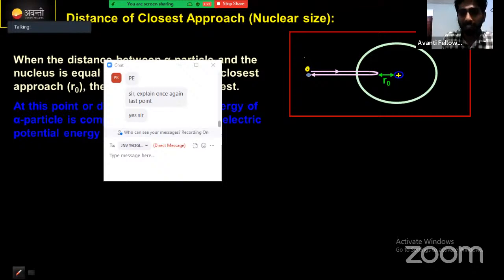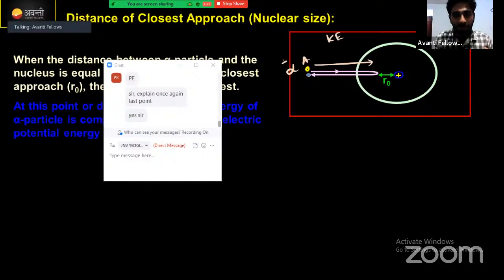This is point A. From point A the particle is moving. First, when the particle is moving, it has an energy, which we call kinetic energy. As the particle moves towards the nucleus, its velocity keeps on decreasing, because the alpha particle is positively charged and the nucleus is also positively charged. Both have the same kind of charge, so they are repelled. That's why the particle's velocity becomes less when approaching the nucleus.